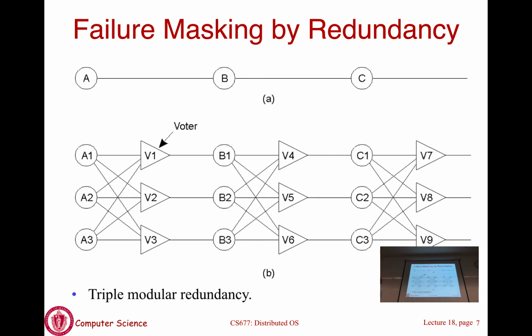Yes, if A1 and A2 fail, this circuit will produce exactly the wrong result, because those two will vote and they might produce the wrong result. Because you can't have 2 failures per stage, you can have 1 failure per stage. Okay, so this is one fault tolerant.